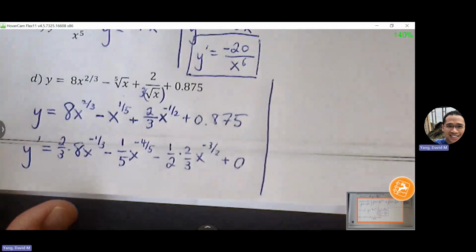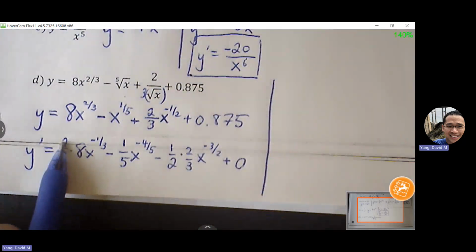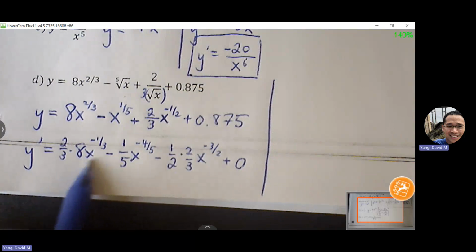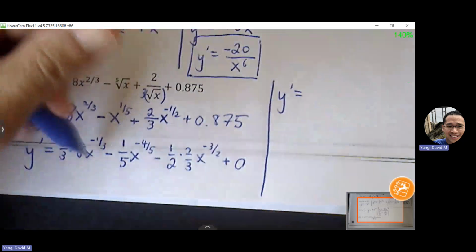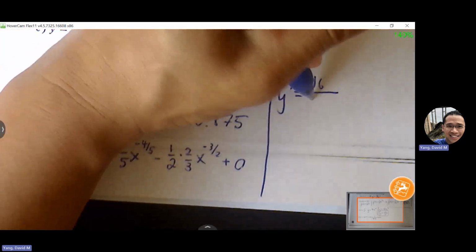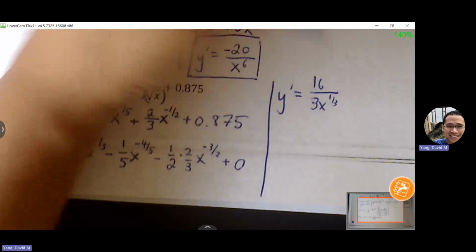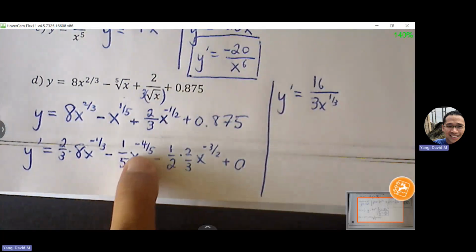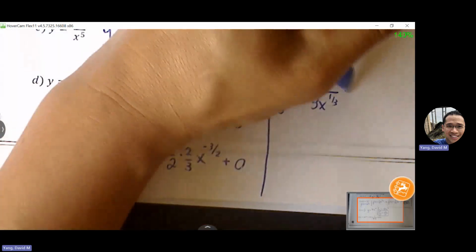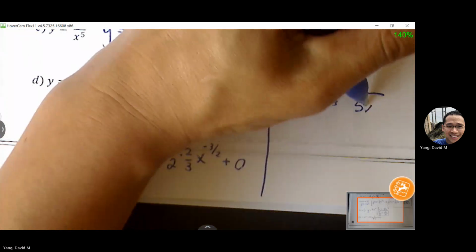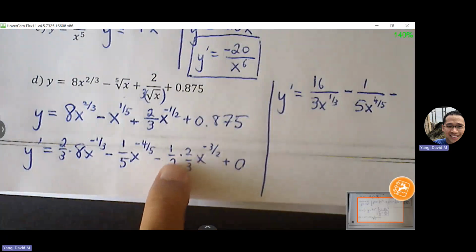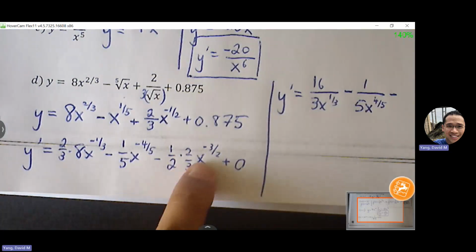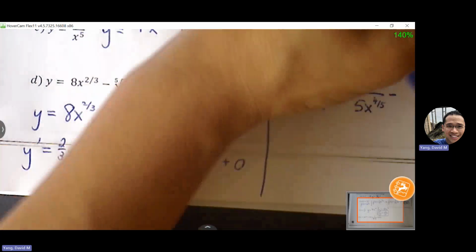All right, let's clean this up here. 2 times 8 is 16, 16 over 3. I'm going to push this x down to the denominator, make it share the same space as that denominator that I have. So 16 over 3x to the 1/3. Next up, minus 1/5. I'm going to push that x down to the denominator, make it x to the 4/5. Negative 2 over 6 can reduce to be negative 1/3. I can also push this numerator x to the denominator.